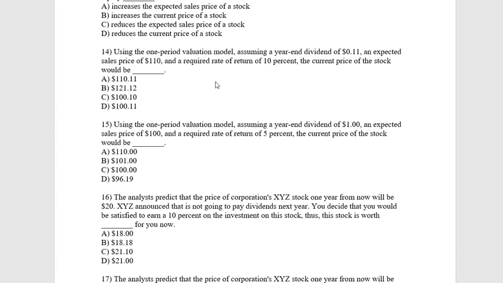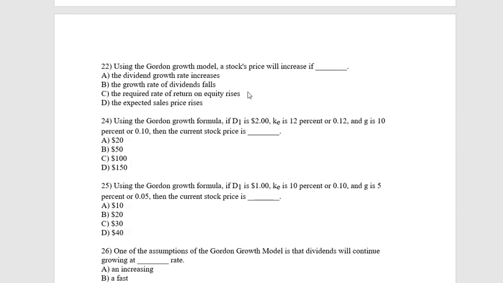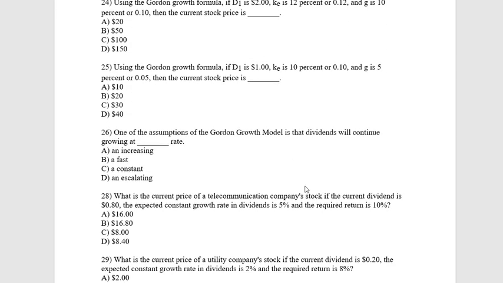And then there are some nice one-period valuation model questions. Scrolling down more, there are some Gordon growth model questions. Let's just do one very quickly. Gordon growth model: they're giving you that D1 is $1, cost of equity 10%, and G is 5%. So what is the current stock price? Well, we know P naught equals D1 over K minus G.